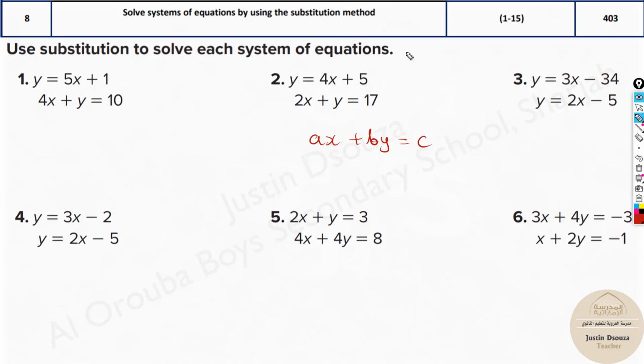But this one is in the slope intercept form, y is equal to mx plus b. We do not want this form. We want only the standard form. So here you need to rearrange this. Move this 4x to the other side.